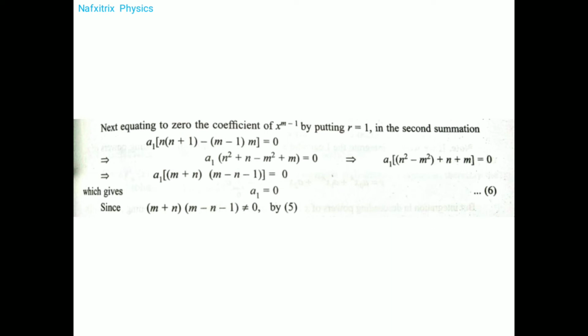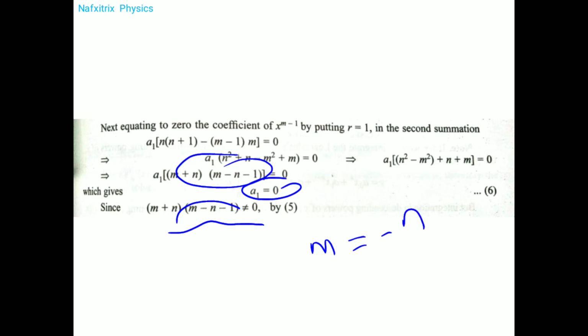And again the same thing: AB equals 0, so either A equals 0 or B equals 0, which gives a1 equals 0, but this other factor is not equal to 0. Here only a1 could be 0, and this factor could not be 0. Why? If m plus n equals 0, what would happen? m equals minus n. And if m minus n minus 1 is made equal to 0, what would happen? m equals n plus 1.